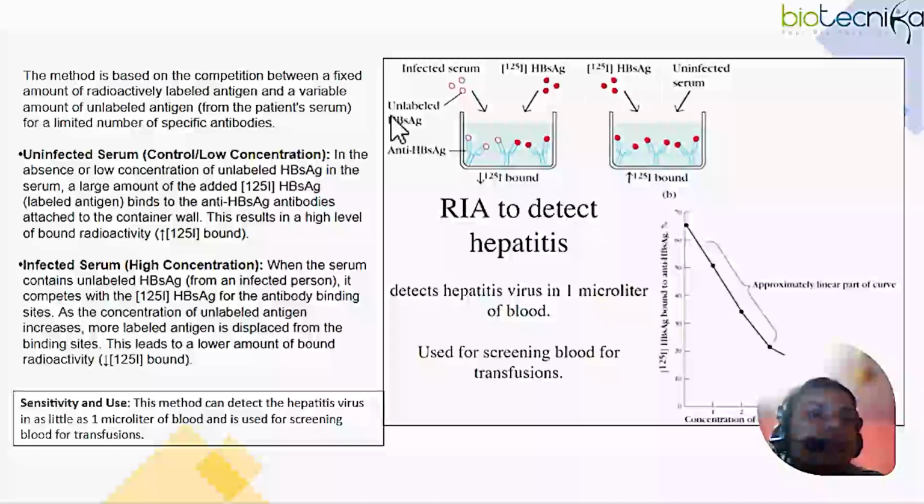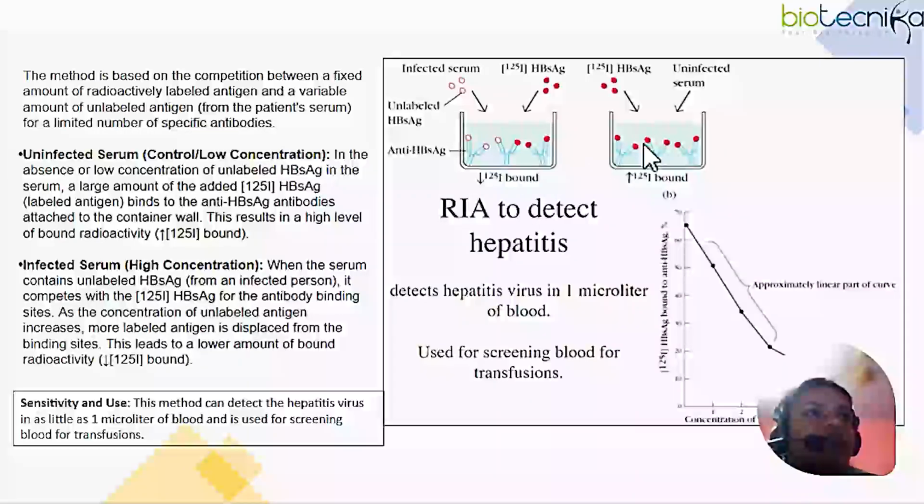So this is just a quick recap for us: the serum of an uninfected person can be taken as a control, or it can have a very low concentration of that particular radiolabeled antigen. You have taken an infected serum also. So when you take infected serum, the number of unlabeled antigen would be more and the number of labeled antigen would be less. So let them bind with your primary antibody.